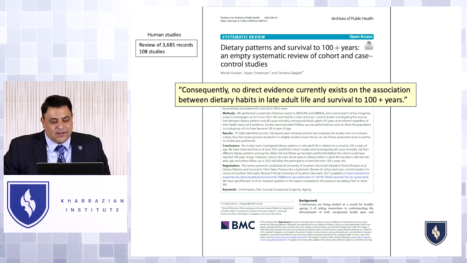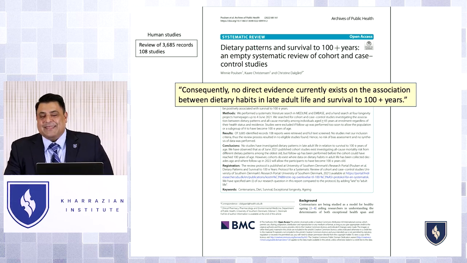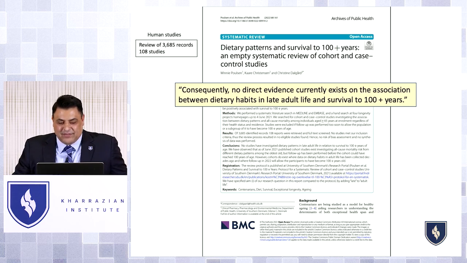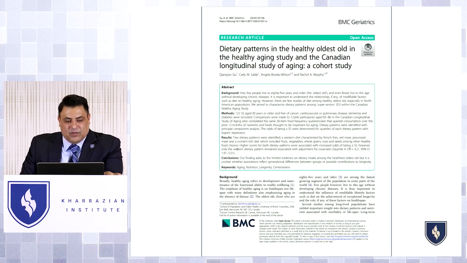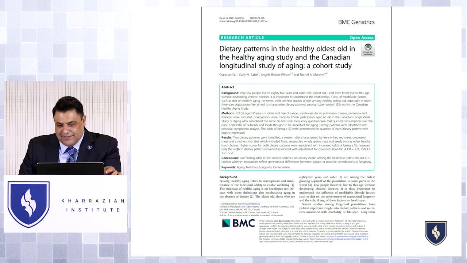Consequently, no direct evidence currently exists on the association between dietary habits in late life and survival to 100 years. That doesn't mean dietary patterns don't change your aging and longevity. They're just saying there's no real data on it. No one has done studies where they track someone to see how centenarians eat versus other people. They do retrospective analyses. So there isn't necessarily a clear diet that is the best way to eat. There isn't a rule that you have to be a vegetarian to survive 100 years, or be on a carnivore diet, or whatever the case may be. So there's going to be a high degree of uniqueness and different expressions that are going to be really important for us.